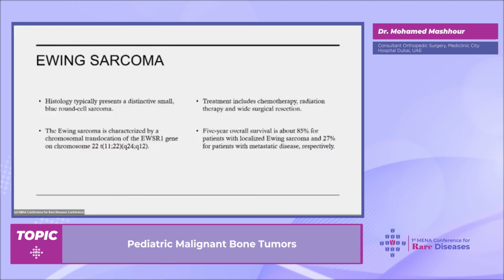The treatment would classically include chemotherapy and radiation therapy. Osteosarcoma is basically chemosensitive only. Ewing sarcoma is both chemo and radiosensitive. But the mainstay in treatment would be adjuvant therapy plus surgical resection for limb salvage if in favorable condition. The overall survival rate reaches 85%, which is very good. Still, we have a high incidence of metastasis. About 27% of the patients do metastasize.